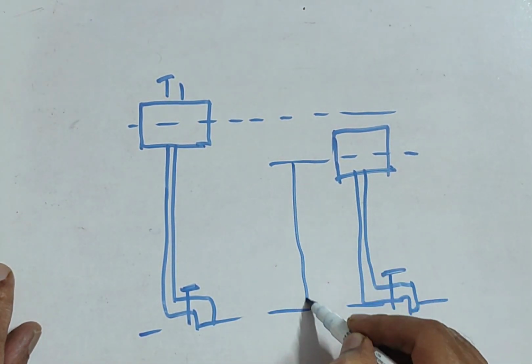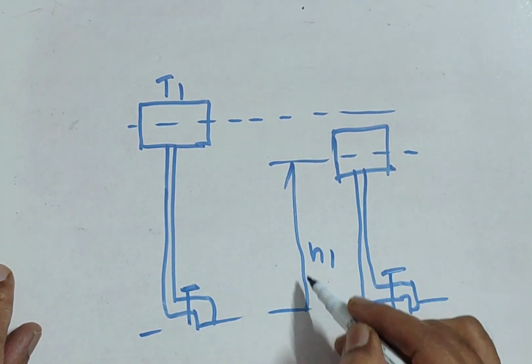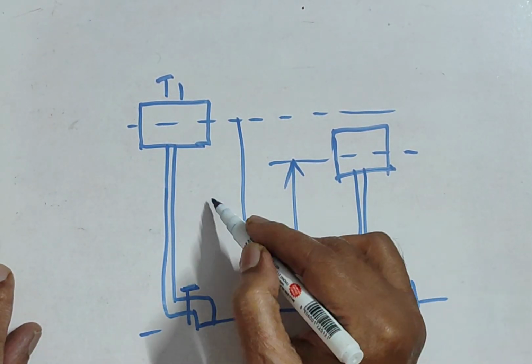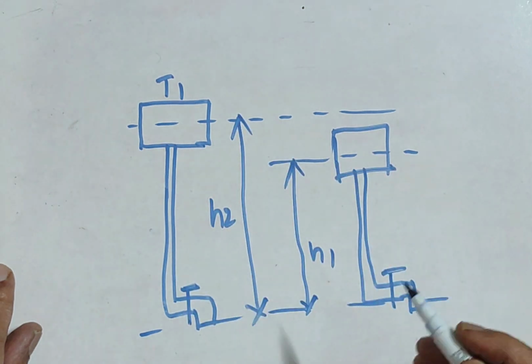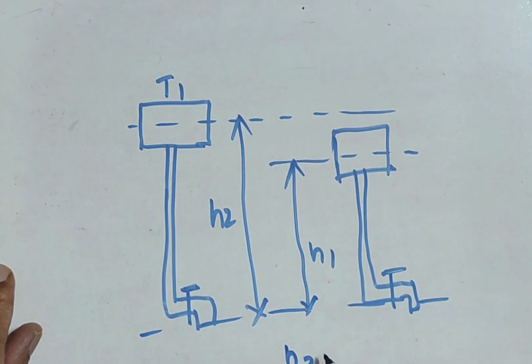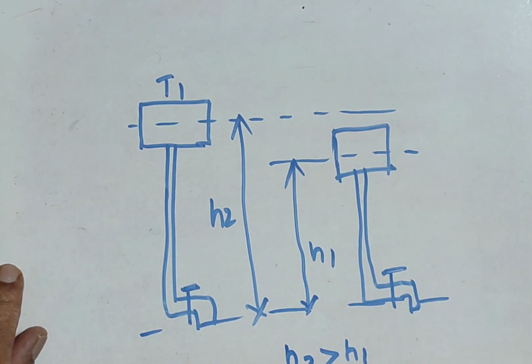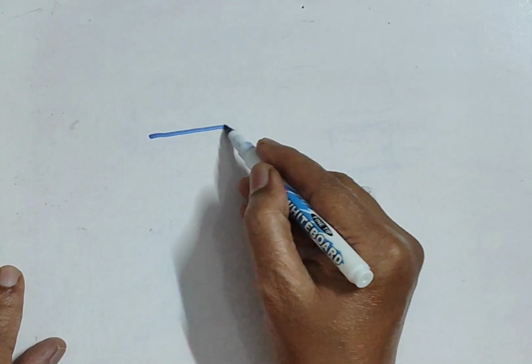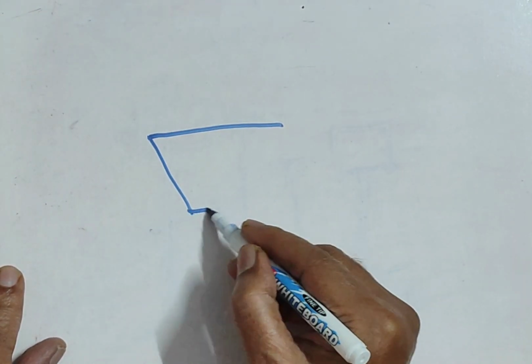It's very obvious that for two identical tanks with heights h1 and h2, where h2 is greater than h1, definitely we can say that h2 will empty first. The tank at the higher level will empty first. It's a very simple logic, and that we will apply now to the two tanks.